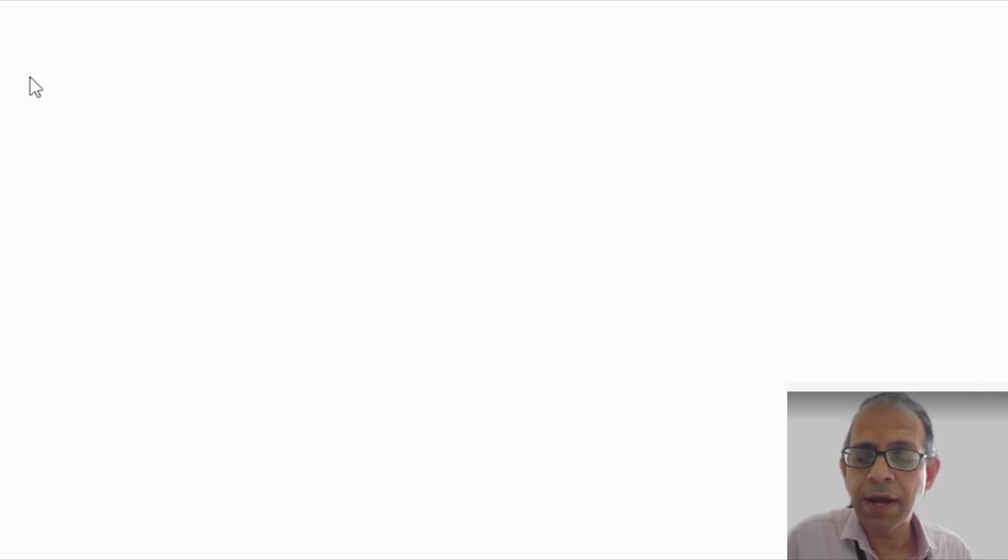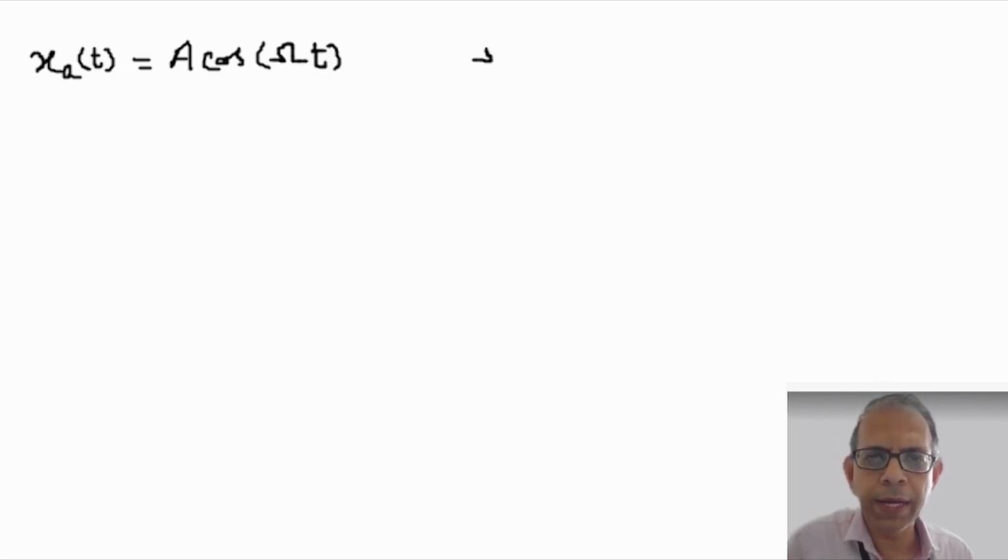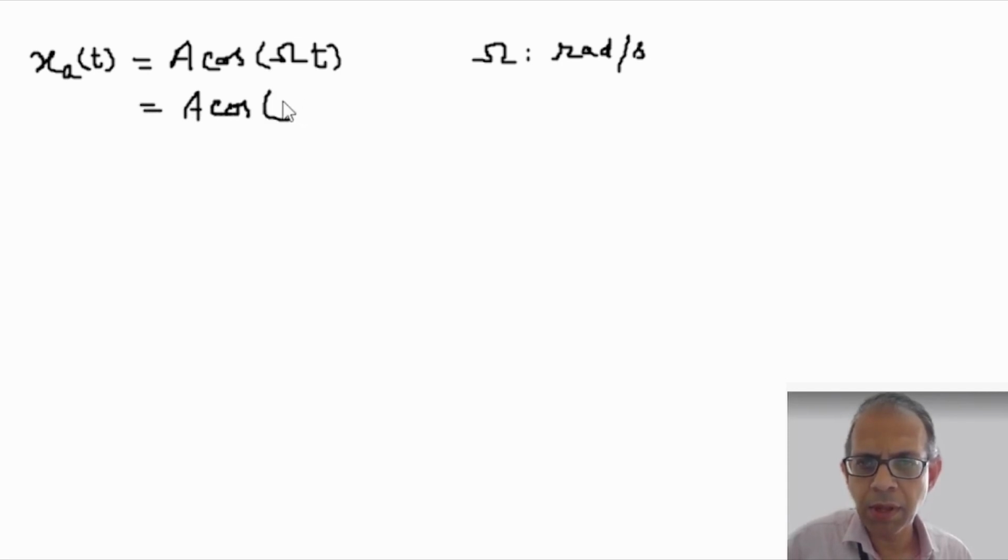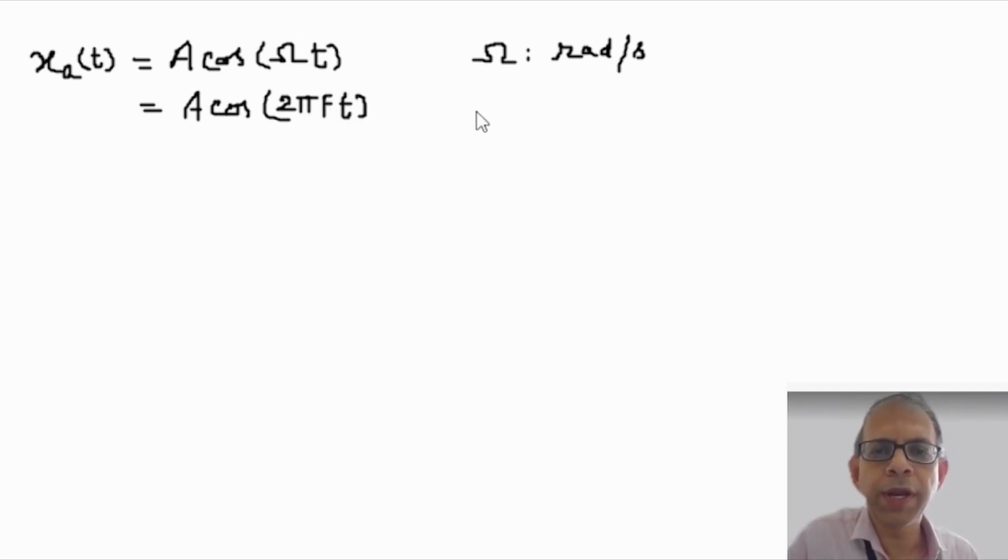Let's say we have a continuous time signal given by x subscript a of t equal to A cos omega t, where omega is the frequency in radians per second. This can also be written as A cos 2 pi F t, where this capital F is the frequency in hertz or cycles per second.